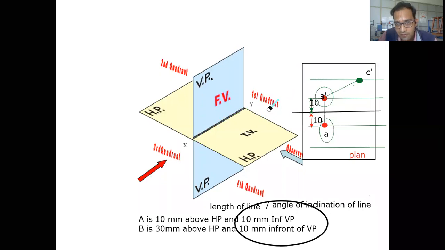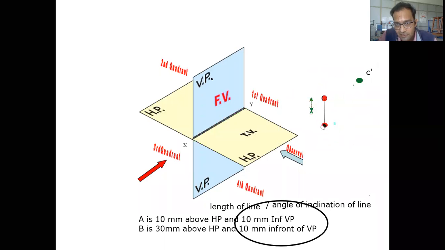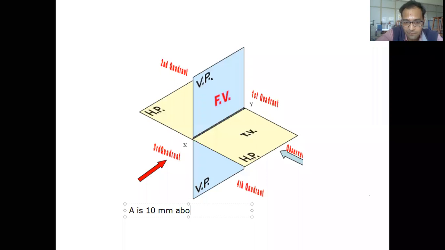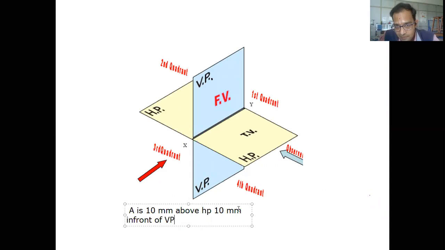ये common है सबके लिए. Whoever after seeing it, I'm saying after seeing it, whoever is comfortable to answer, they can answer. Let me drop details over here. If you are able to understand those details or not, let me refer it. Point A is mm above HP, 10 mm in front of VP. ये है point A का position.